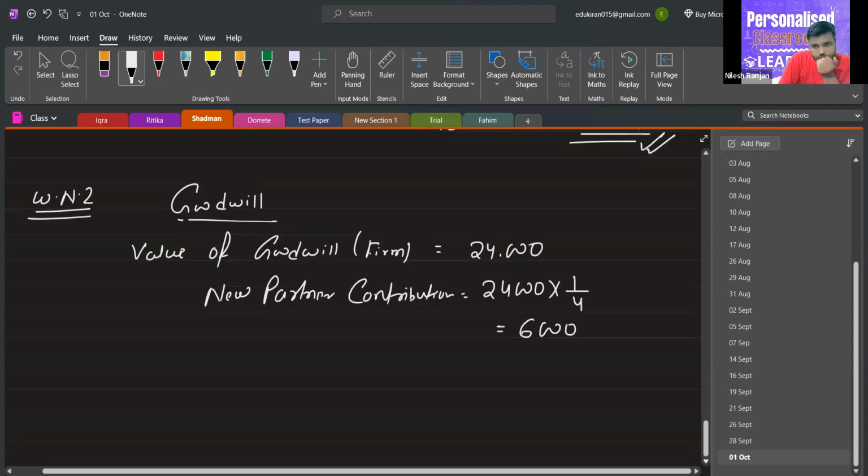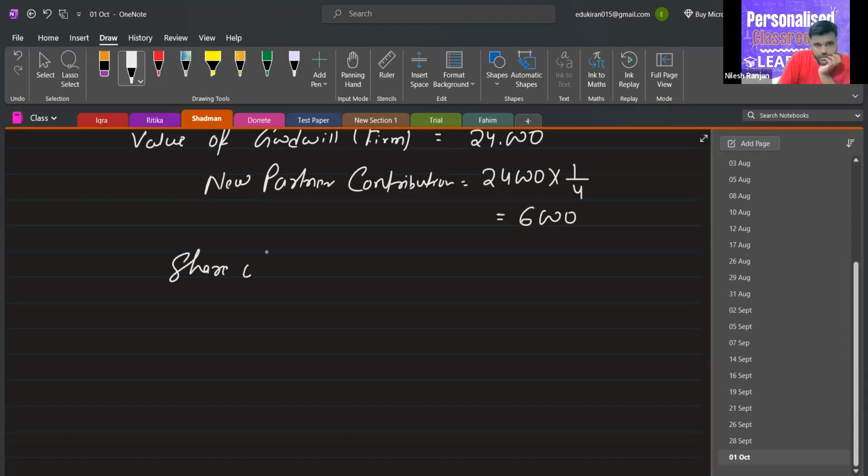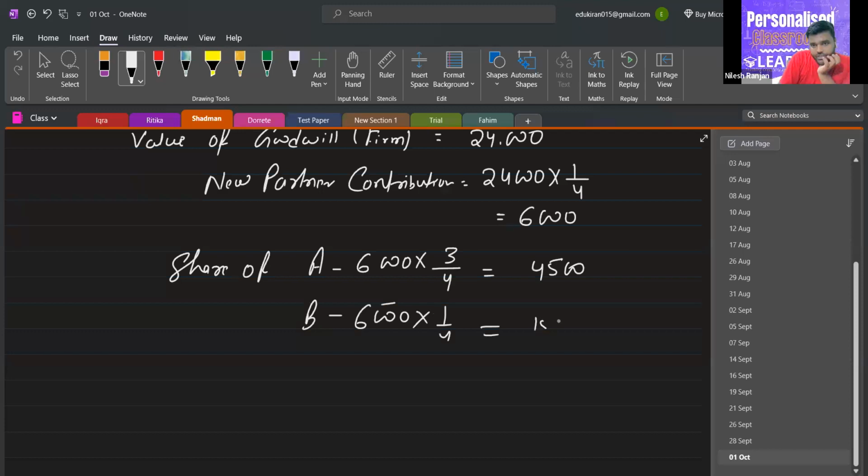Okay, sir. And the share of A and B in this 6,000, their sacrificing ratio will be 3/4 and 1/4 of 6,000. So A will get 4,500 and B will get 1,500. Is this clear? Okay, sir, got it. It's according to the sacrificing ratio, right? Yes, the sacrificing ratio. Okay, sir.